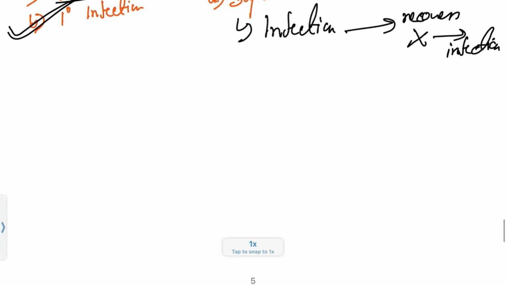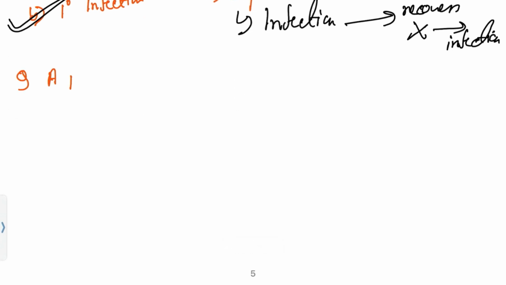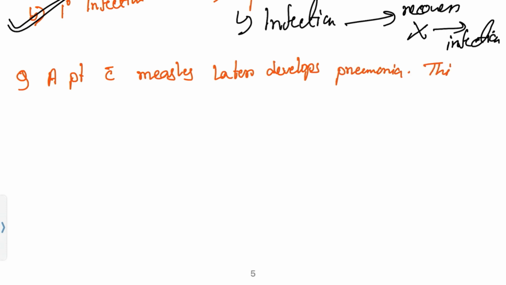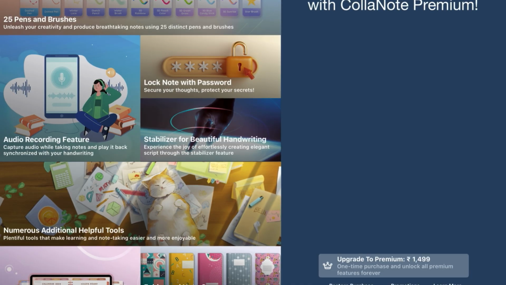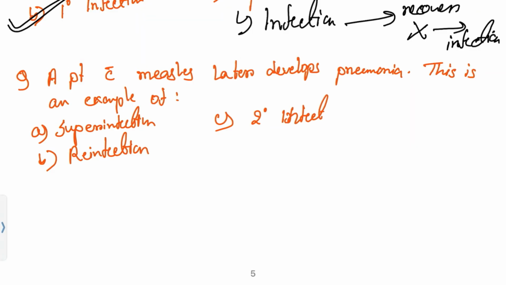Now the next MCQ. Next MCQ is a patient with measles later develops pneumonia. This is an example of superinfection, reinfection, secondary infection, primary infection. So what can be the answer? According to me, answer should go with secondary infections.